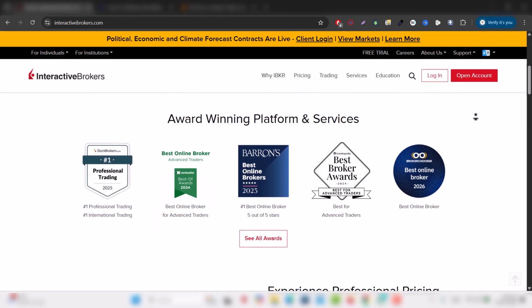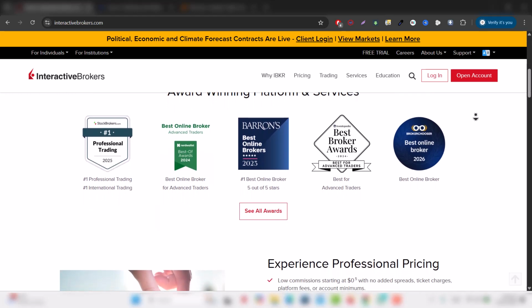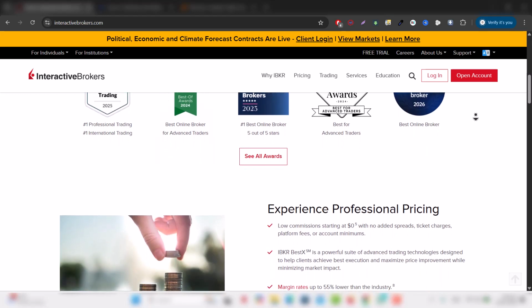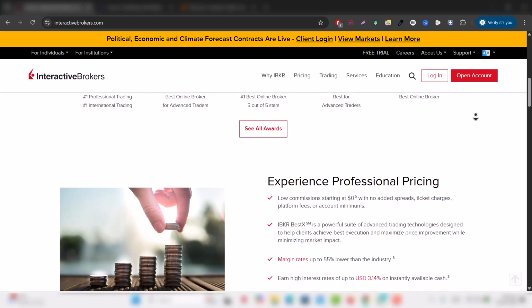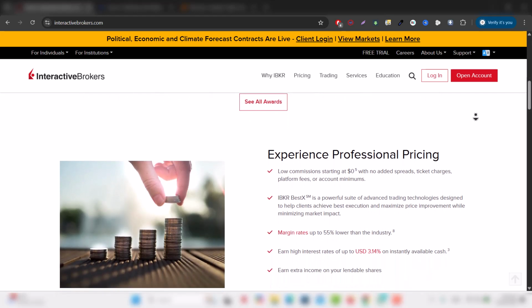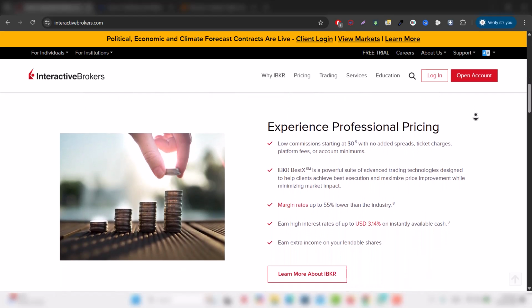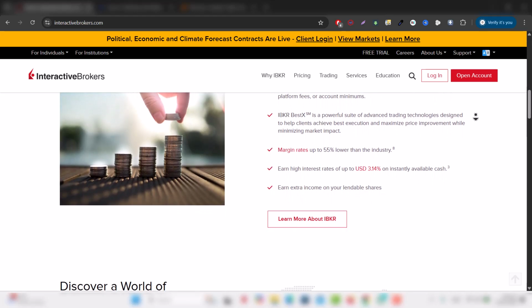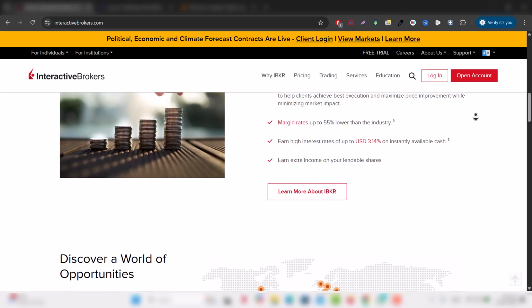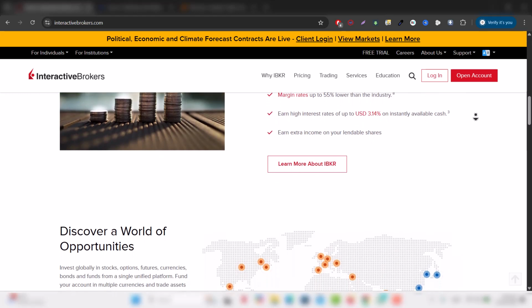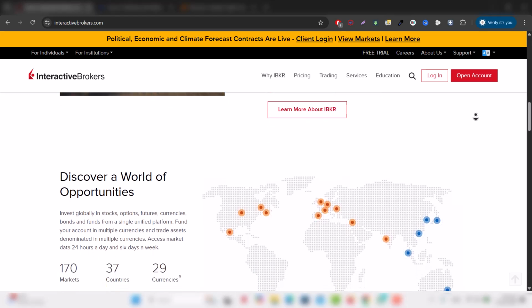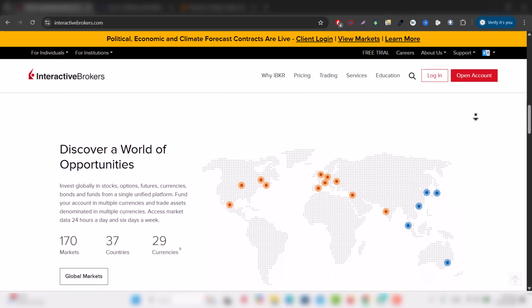This is a powerhouse broker built for serious traders and investors who want global market access, very low trade costs, and professional-level tools. You can trade stocks, ETFs, options, futures, currencies, basically a wide range of assets, and the execution is very strong. Interactive Brokers' pricing structure is competitive, especially if you trade frequently or execute large trades, and its currency conversion rates are among the best, making it efficient for international investing.